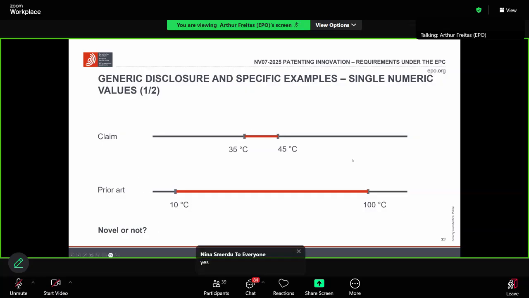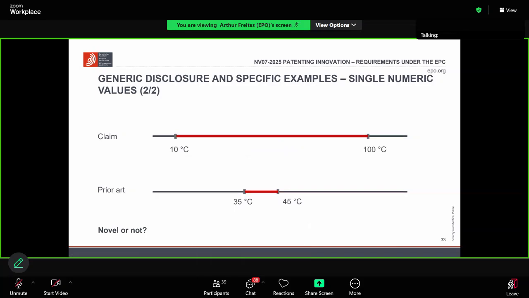And your claim is new. Why is your claim new? Because you have a narrow range, and here we have a broad range. The points are far apart. 35 is far apart from 10, 45 is far apart from 100. And essentially your claim is narrow, right? So in this case, your claim is new. Whether or not it's inventive is a different story, but it's new.